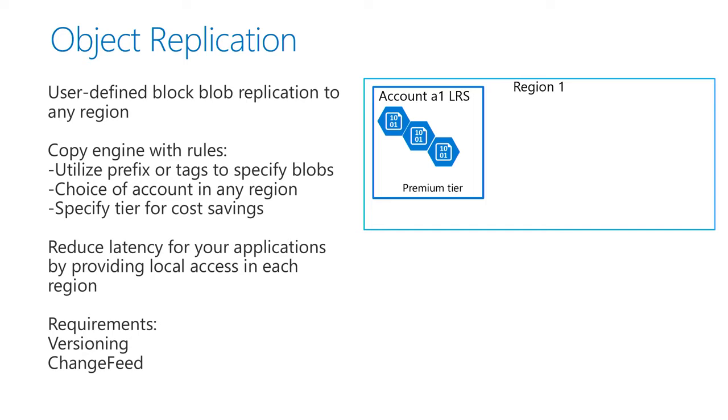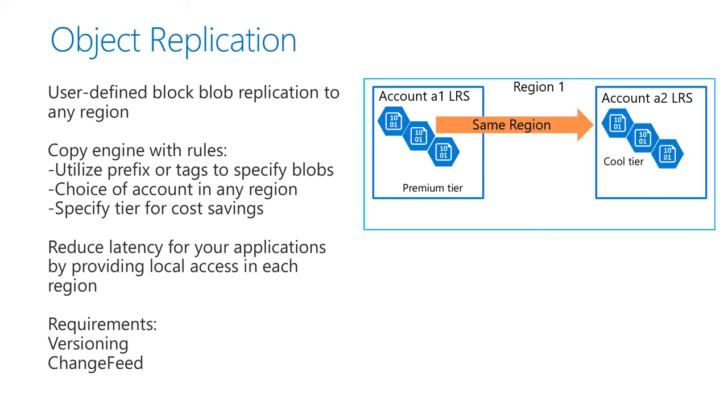So in this example, I have account 1, which is an LRS premium tier. Data is coming in. I want to replicate that to another storage account in the cool tier. So I can set up a replication policy using prefix on the blob name or tags and replicate it to a secondary account that's LRS in the cool tier. So I have the second account. I can use it for dev test scenarios or A/B testing.